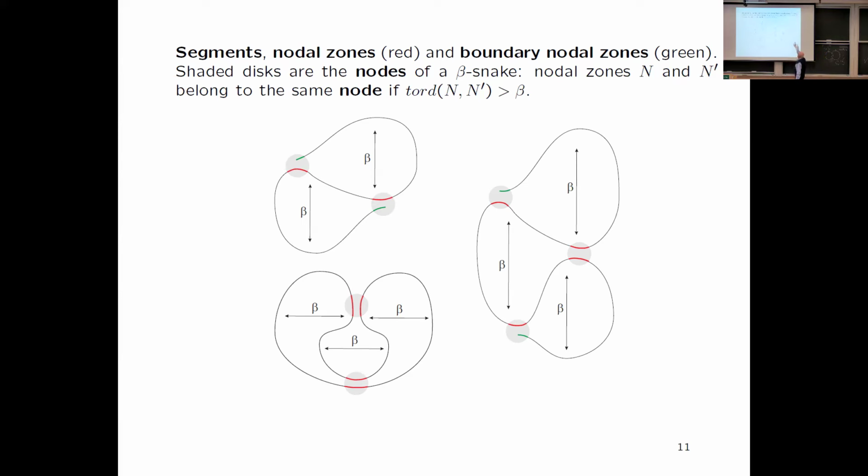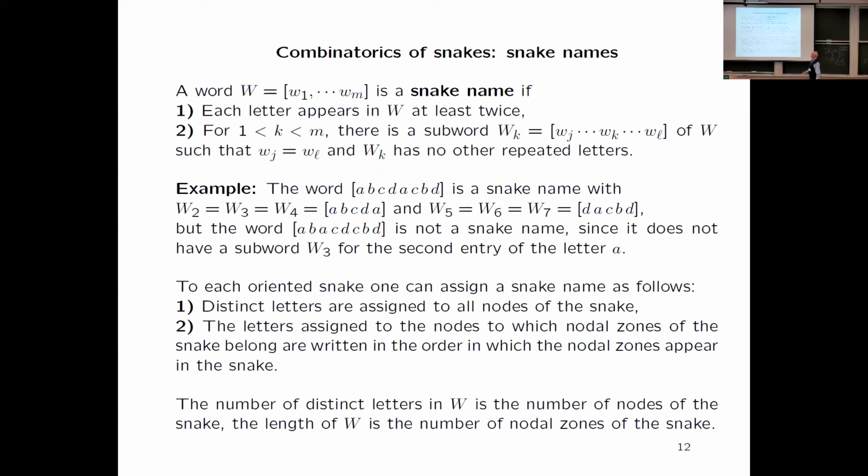So the idea is that some parts of snakes are nice and have this exponent beta, with all these relatively bad parts, and some parts are where the snake really hits itself, and these are also perfect zones, and they're called nodal zones. And here we come to combinatorics.